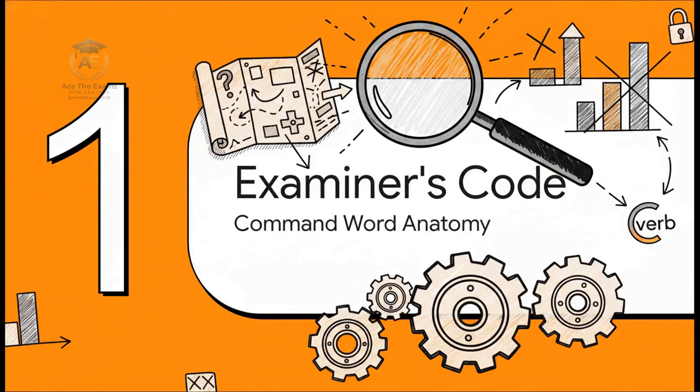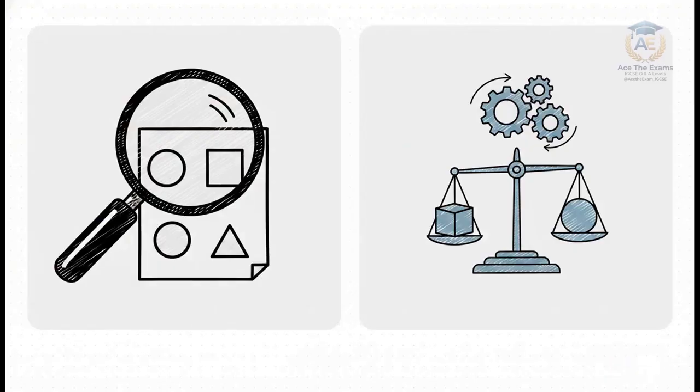All right, part 1, cracking the examiner's code, specifically looking at command word anatomy. Okay, imagine you flip the page of your exam paper, and boom, there's a massive 15-mark question staring right back at you. It is incredibly easy to panic and get totally overwhelmed. But the secret to tackling these beasts lies in the hidden instructions masked as really simple verbs. We call them the command words.